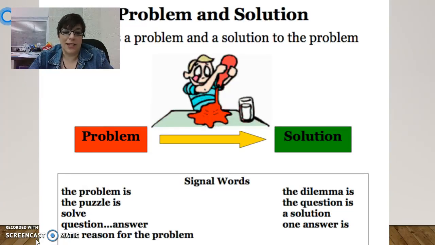Problem and solution. Problem and solution is really simple, but kids always get it confused with cause and effect. So problem and solution is when an author identifies a problem and a solution for that problem. Your signal words are down on the bottom, but really they're going to give you a problem and then tell you how they think it should be solved.